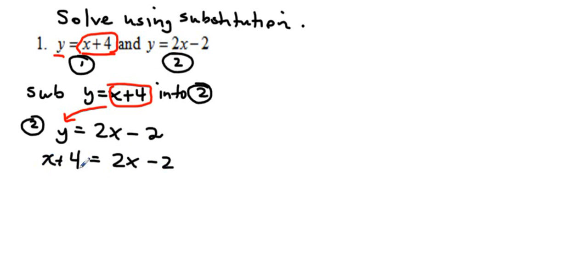And now you can see that I have an equation with only one variable, x's. So all you do now is you use all the skills that you learned in chapter 4 to rearrange and isolate for x. So I probably should move this x over to this side so that my x's are positive. So if I do that, I'm getting 4 over here equals 2x. This becomes minus x when I move it over here, and then minus 2.